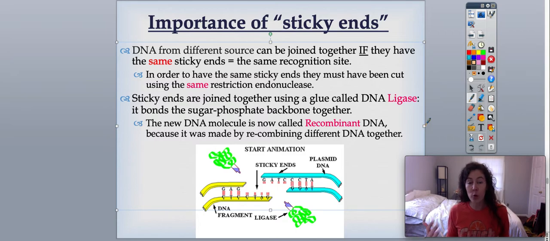And when we combine organisms' DNA from two different sources, plant, animal, two animals, two plants, different things, the old DNA plus the new DNA, joined together and combined, we're going to call that recombinant DNA. Because we've recombined two completely different DNA sources together. So that's recombinant DNA.